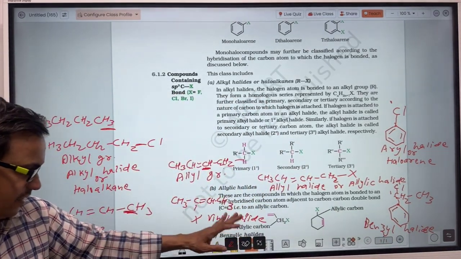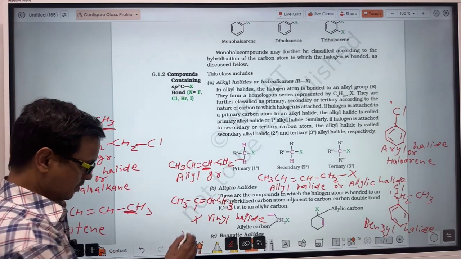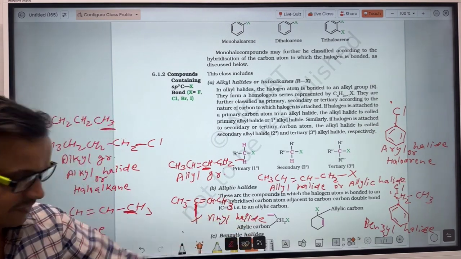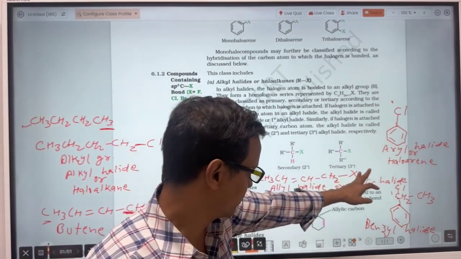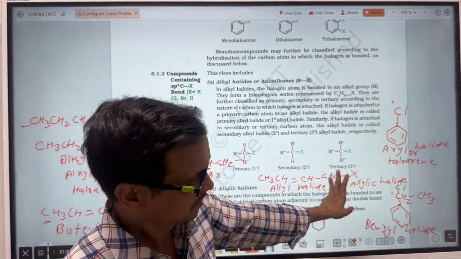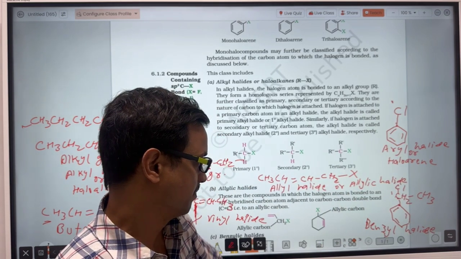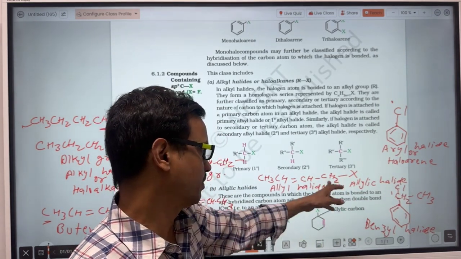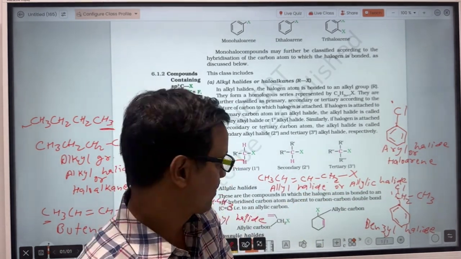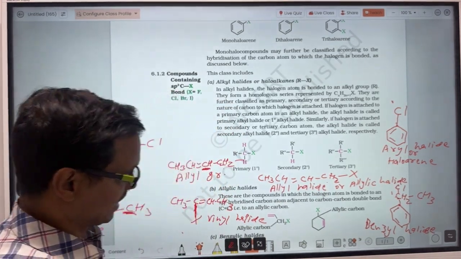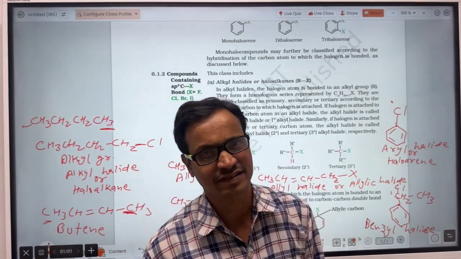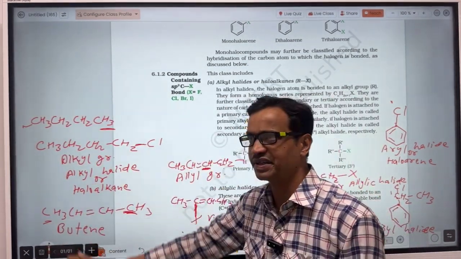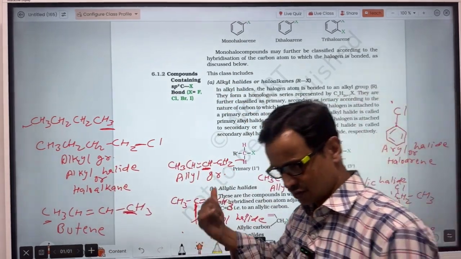In vinyl halide, the halogen atom is bonded to an sp2 hybridized carbon atom. And in allyl halide, the halogen atom is bonded to that carbon atom whose hybridization is sp3, but that carbon is bonded to an sp2 hybridized carbon. So that will be called allyl halide or allylic halide. Here that's the main difference, the most important topic which we'll utilize.